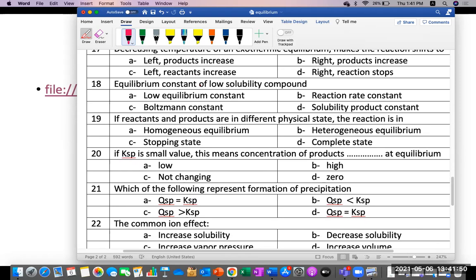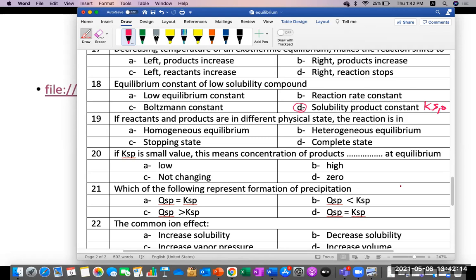Equilibrium constant of low solubility product. What will this be called? Of course, it's not low equilibrium, it's not rate of the reaction, it's not Boltzmann constant. It's solubility product constant, which is called KSP. I didn't say this part, I'm sorry. This one is called KSP, and KSP is called solubility product constant.